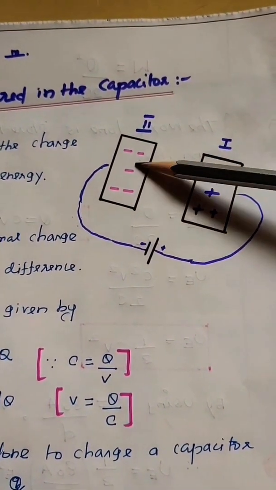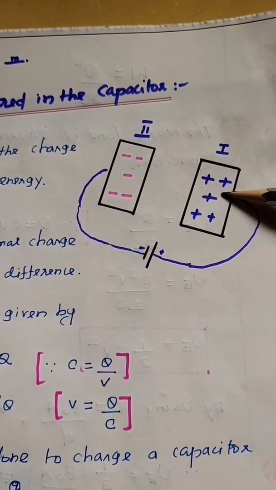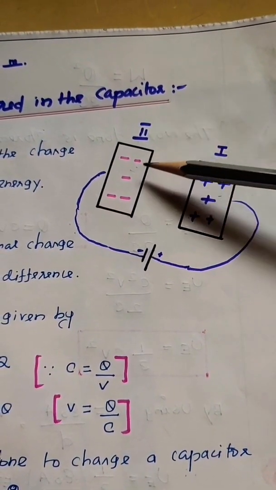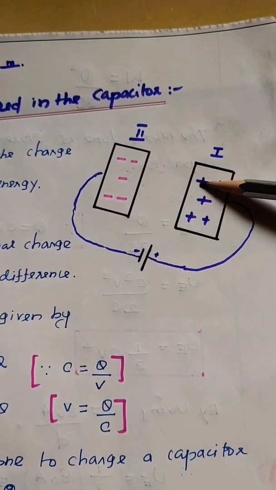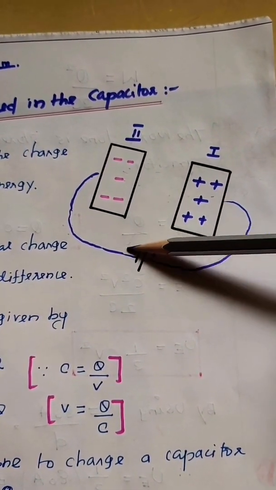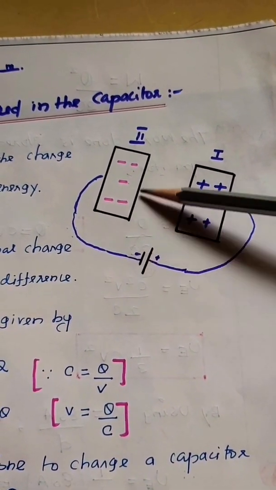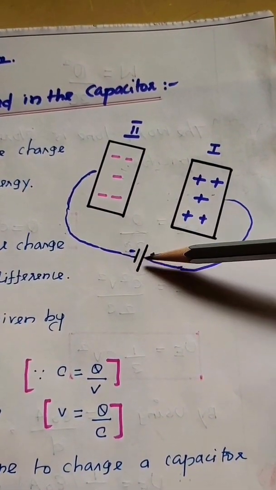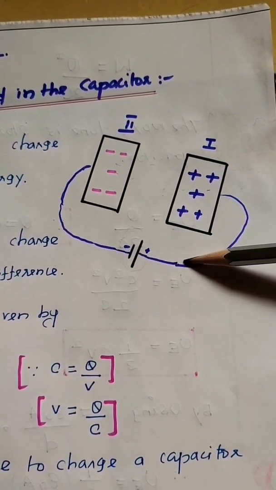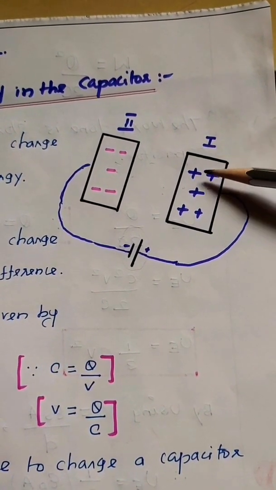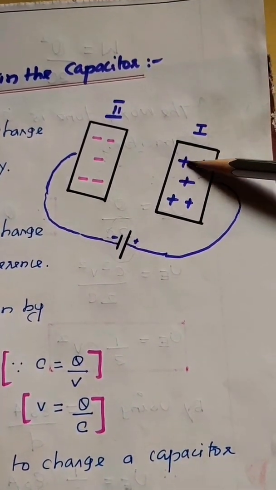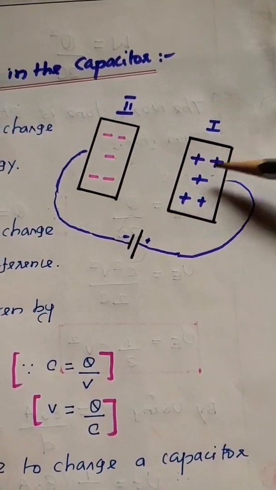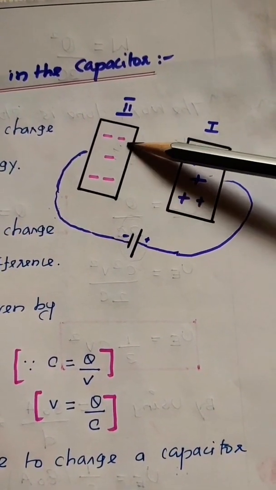In this diagram, we take two parallel metal plates acting as a capacitor, plate number 1 and plate number 2. The two parallel plates are connected by a battery. When the battery is connected, metal plate 1 acquires positive charge, and metal plate 2 acquires negative charge due to electrostatic induction.